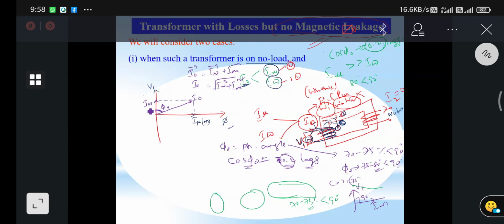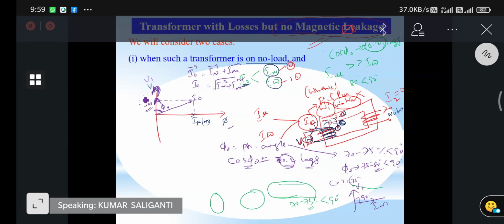But coming to the working component current, you can observe that it is always in phase with V1. Both are in the same direction. So this is Iw. The working component current Iw is nothing but the component in phase with the applied voltage, which is also called the active or working component. It supplies the iron losses and a small primary copper loss.